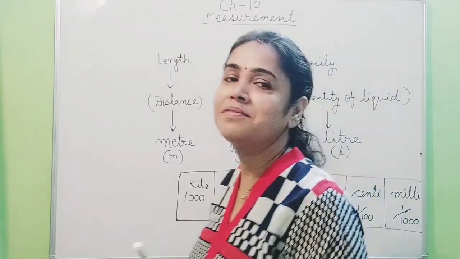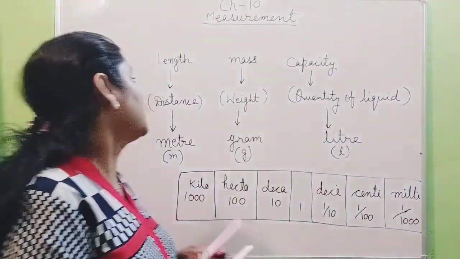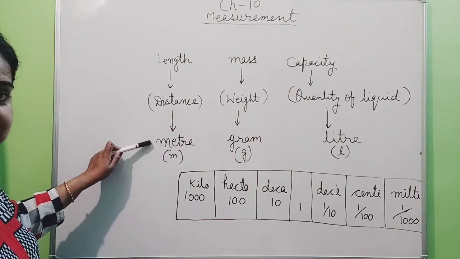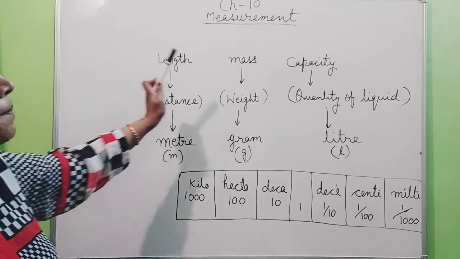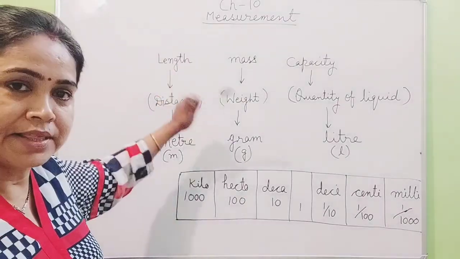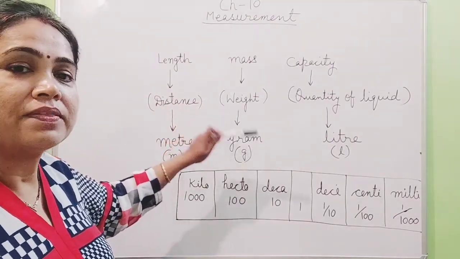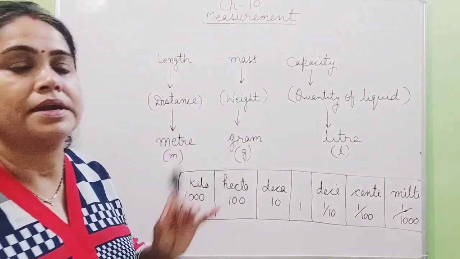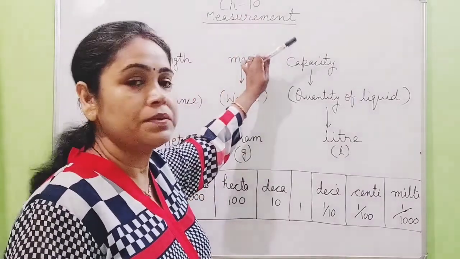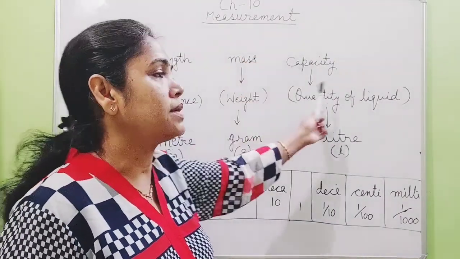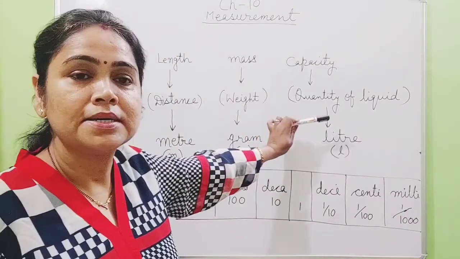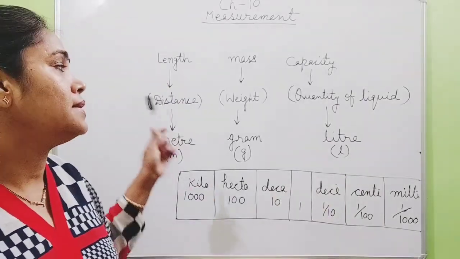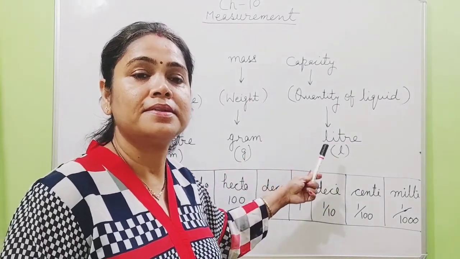So basically you have studied three units. If you are measuring length, you are using the unit meter, that is the standard unit of length. If you are measuring mass, means weight of anything, then you are using gram or a unit related to gram, some lesser than gram or greater than gram. Or if you are measuring capacity, means quantity of liquid, you are using the unit liter, maybe the smaller unit milliliter or greater, but the standard unit for this is liter.